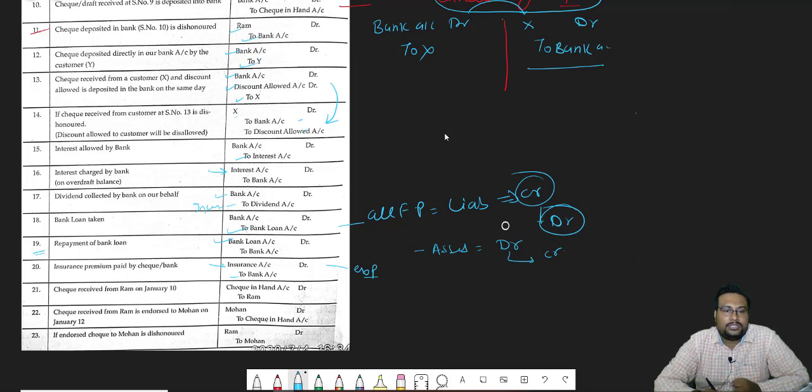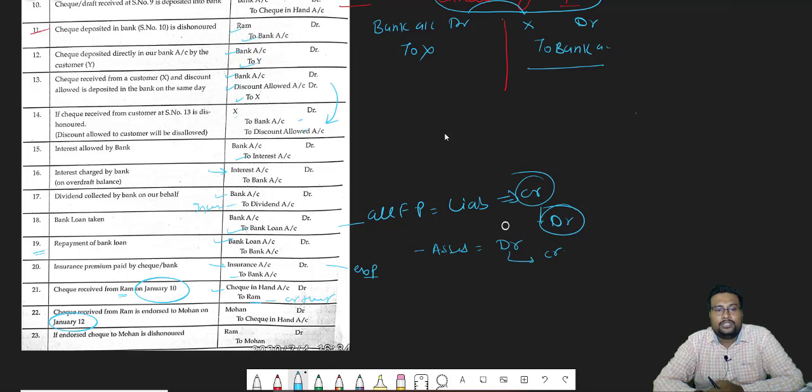Check received from Ram on January 10. Again I am telling you, you receive the check on January 10, but you deposit or endorse the check on January 12. So beta, whenever the check is not deposited on the same date, we always open the check in hand account, because the check is coming into the business. Who had given? Ram had given the check. So debit what's coming, debit the receiver and credit the giver.